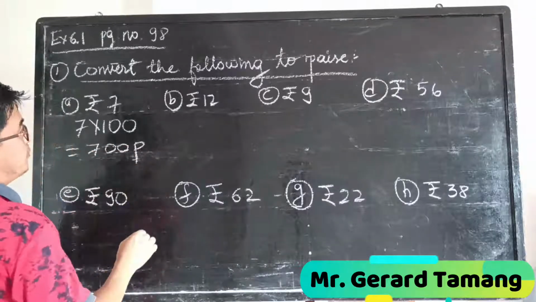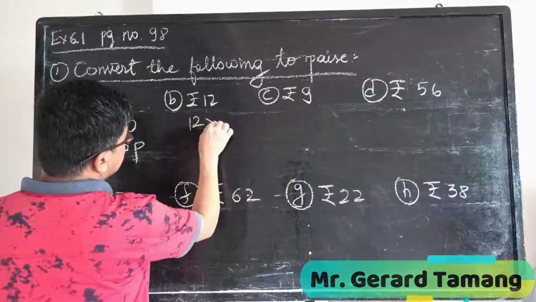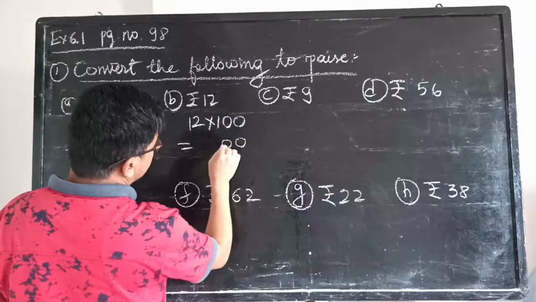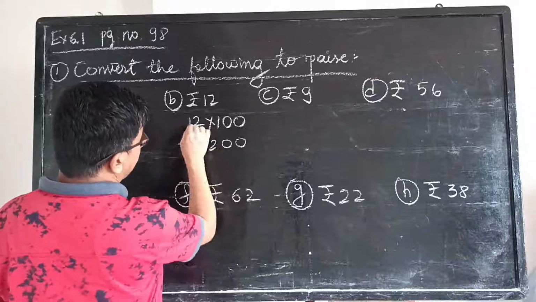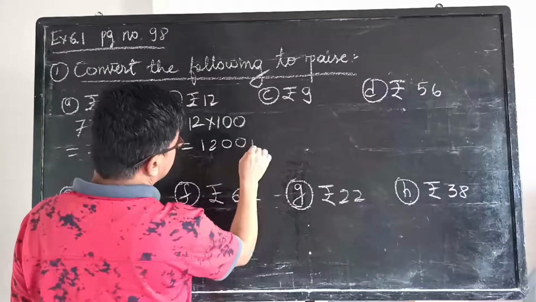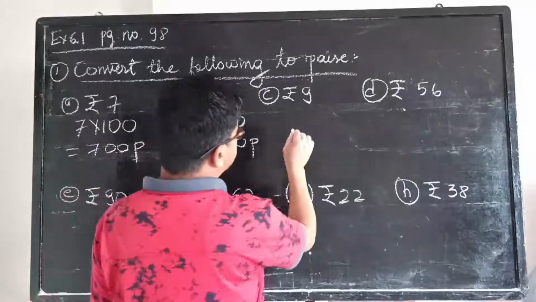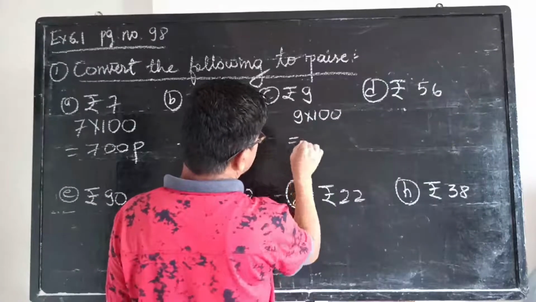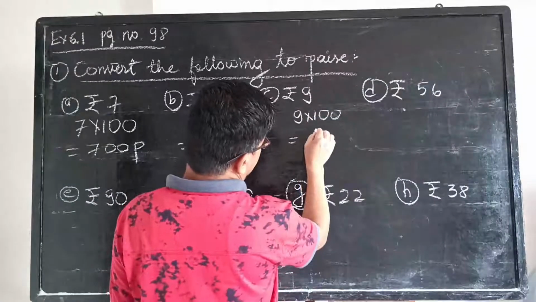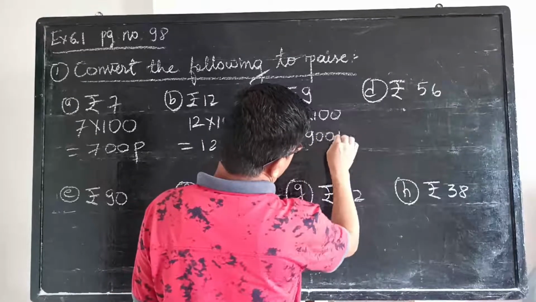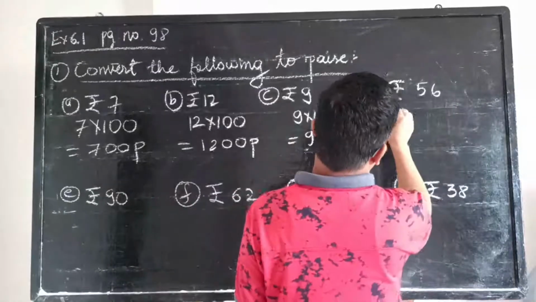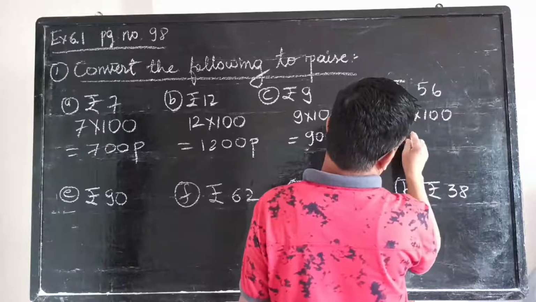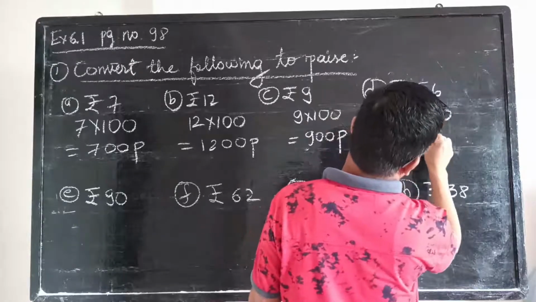Now B, 12 rupees, 12 into 100 is 1200 paise. C, 9 into 100 is equal to 900 paise. Here 56 into 100 is equal to 5600, add 2 zeros.